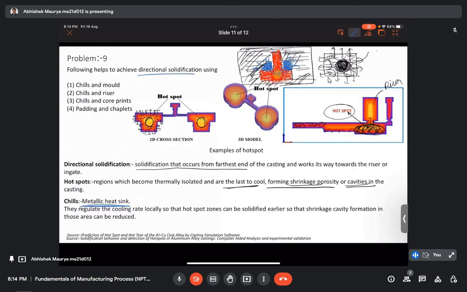So let's start looking at the options. The first one is chills and mold. No. So the second option: chills and risers. These are the only things which can help to achieve directional solidification. So this one is the correct answer.